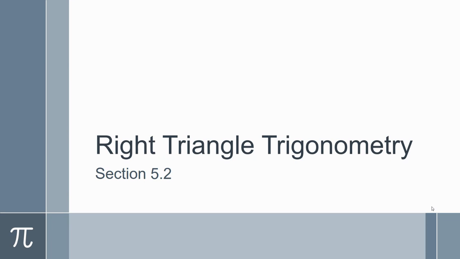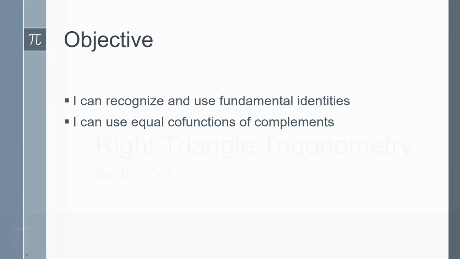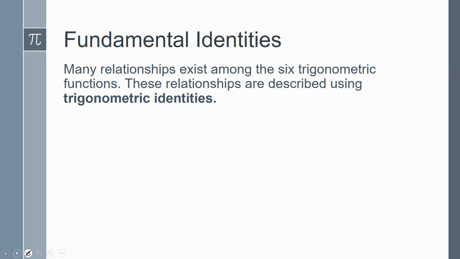Today we're going to continue looking at section 5.2, which is right triangle trig. We specifically today are going to recognize and use fundamental identities, and we're going to use equal cofunctions of complements. So a fundamental identity says many relationships exist among the 6 trig functions. These relationships are described using trig identities.